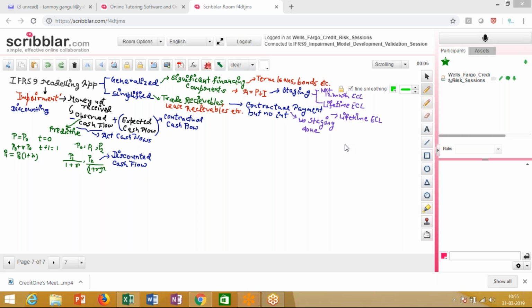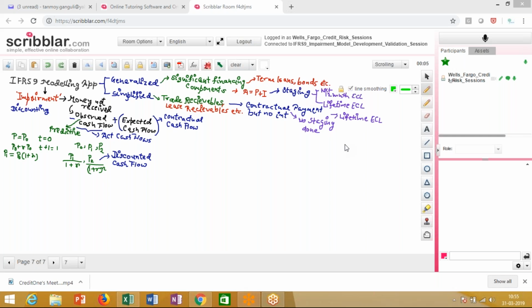Now, for most of the common banking products like term loans, credit cards, and mortgages, you have your generalized approach. The reason that we use a generalized approach here is that each of these assets has a significant financing component. They have a proper interest component associated with them.